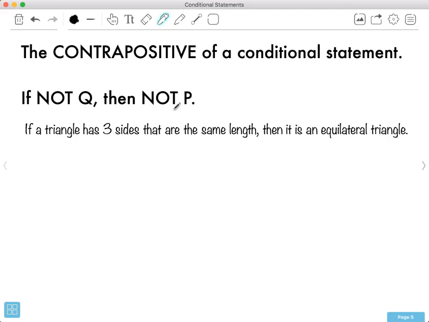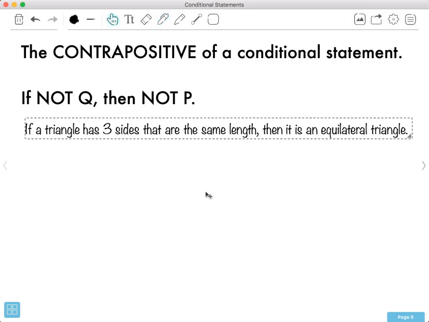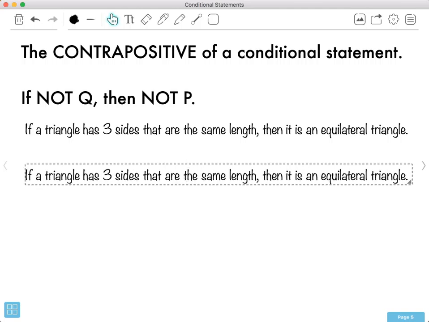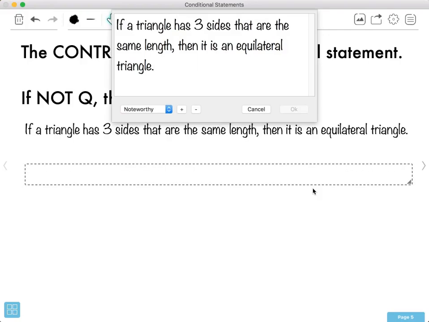My final type of statement that I can make for my initial conditional statement is the contrapositive. The contrapositive does both what the converse and the inverse do: it reverses the hypothesis and conclusion and then negates both the hypothesis and the conclusion. So if I'm going to do that, here's my initial statement again. I'm going to edit this so that I'm both reversing the hypothesis and conclusion and negating them.